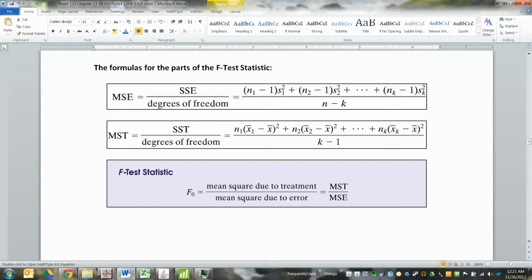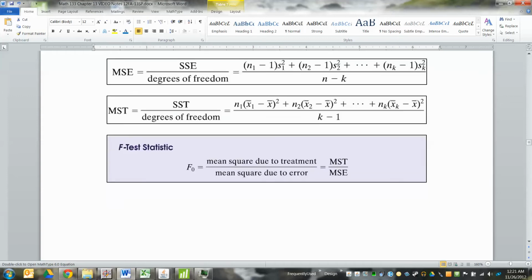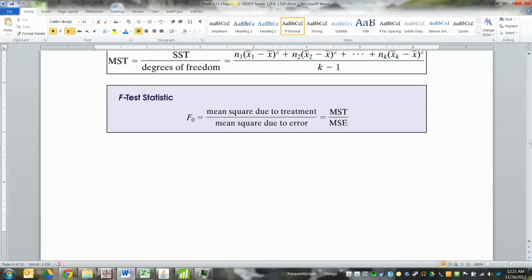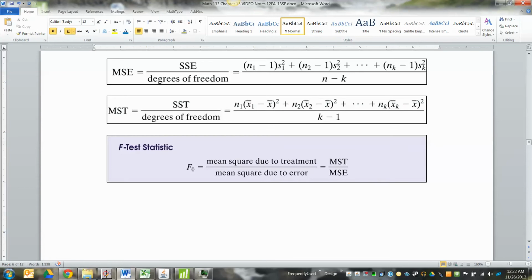And then MST is SST, the sum of squares due to treatment, or factors as it is sometimes called, divided by the degrees of freedom for those treatments, right? Which is k minus 1. And then again, here's the lovely formula. It's not pretty, but if worst came to worst, you could do it. All right, so let's find the F-test statistic, which is this MST formula divided by this MSE formula.